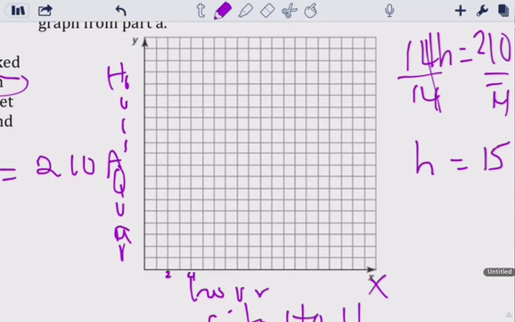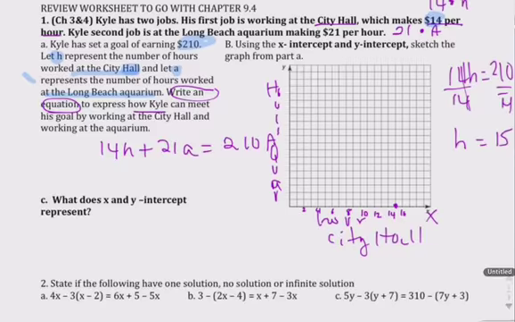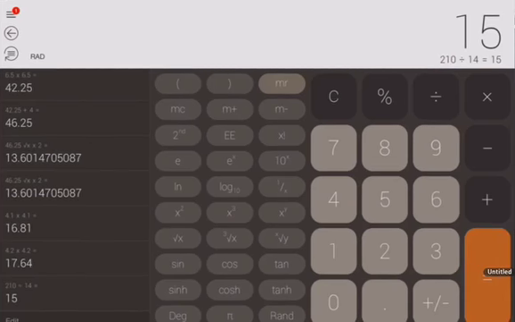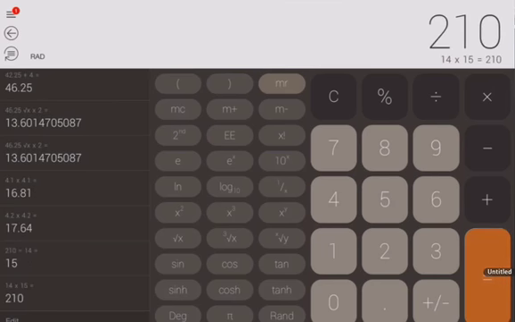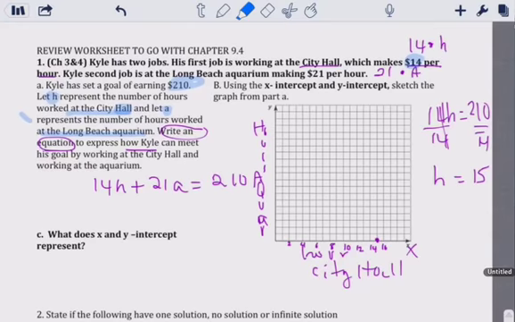So 2, 4, 6, 8, 10, 12, 14, 16. So 15 hours is right here. 15 hours here. He'll work 0 hours at the aquarium. So watch, he wants to make $210, right? And he makes $14 an hour at City Hall. So he works 15 hours. 14 times 15 is the $210 that he wanted to make. So he can work a total of 15 hours.